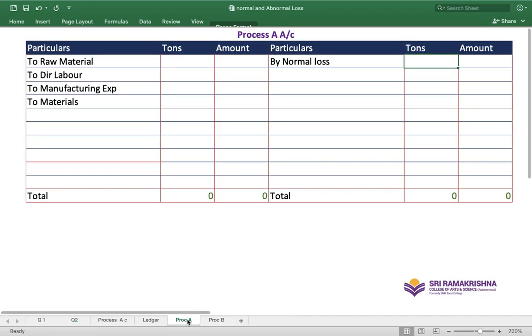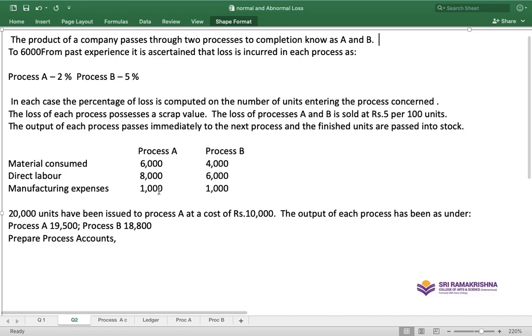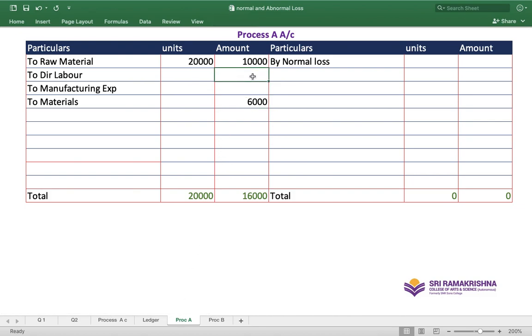So let's start with process A account. Here I already have a format. To raw materials, 20,000 units are being introduced. Instead of ton, make it as units. And the value is 10,000. And material worth rupees 6,000 is introduced. Other than that, labor 8,000 and manufacturing expenses 1,000. So total it is 25,000.